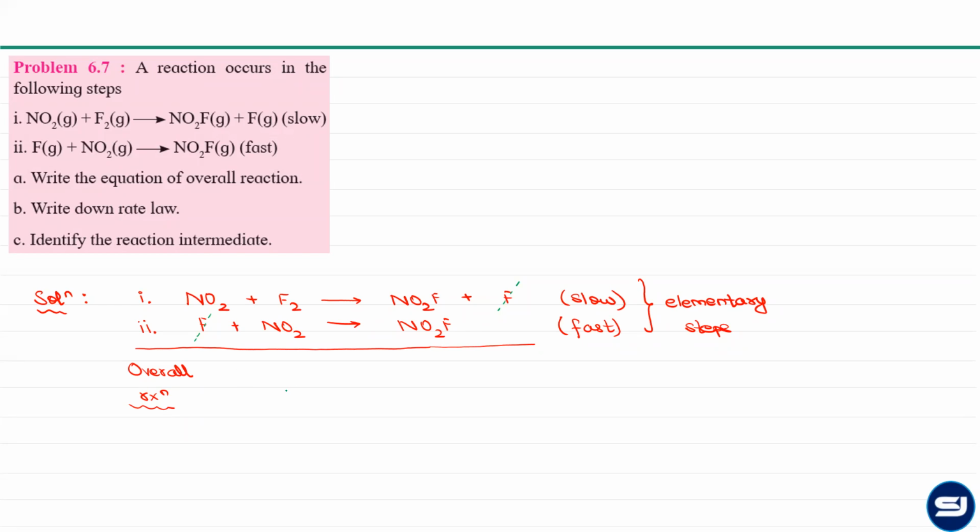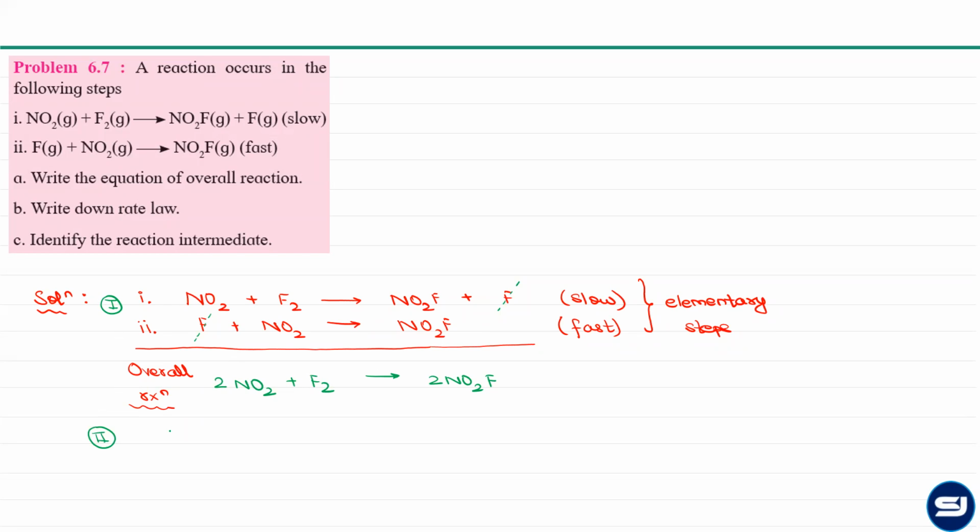पॉइंट 1. ठीक है, now when I add up the reaction I get 2NO2 plus F2 giving twice of NO2F. ये हो गया फर्स्ट पार्ट, ओवरऑल रिएक्शन. सेकंड, write down the rate law.